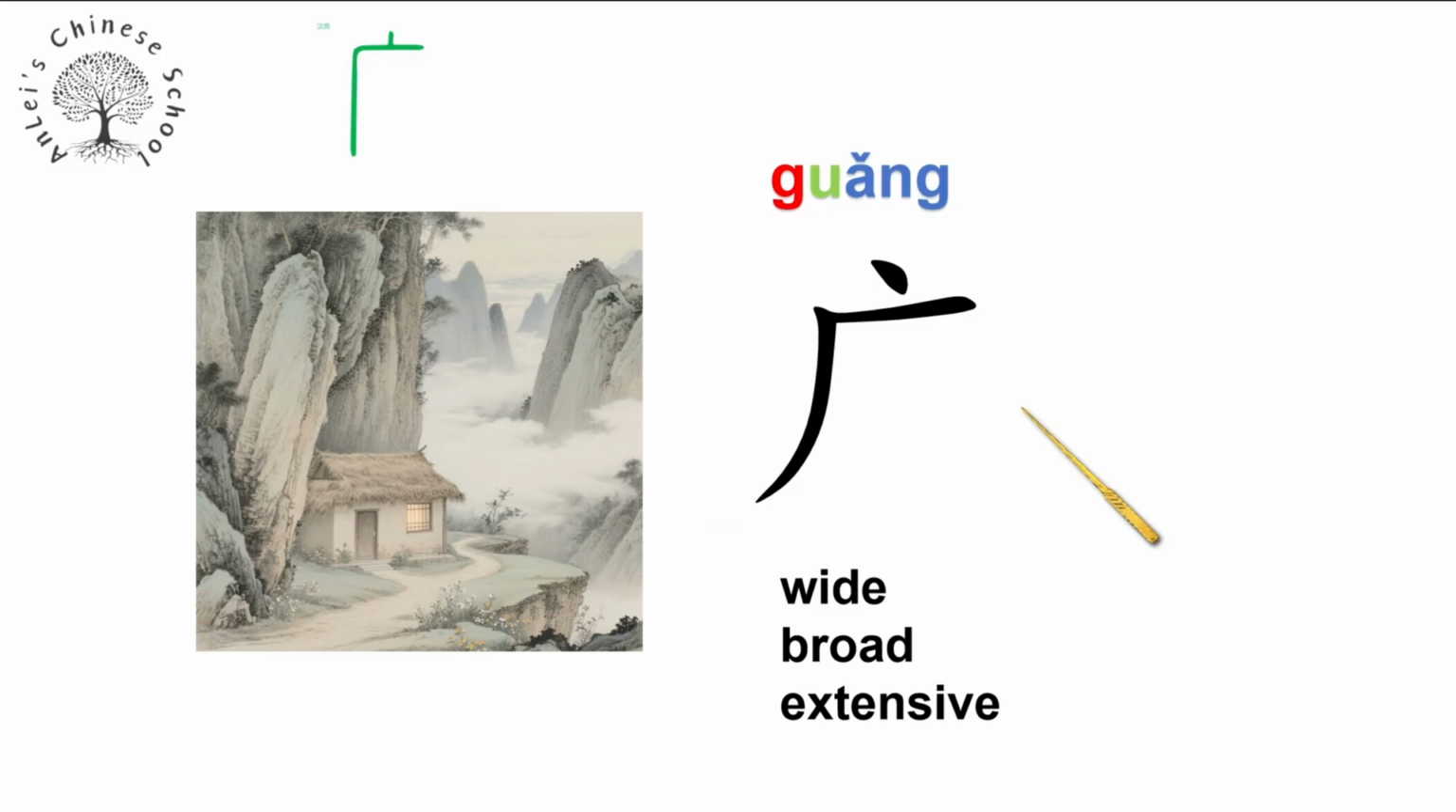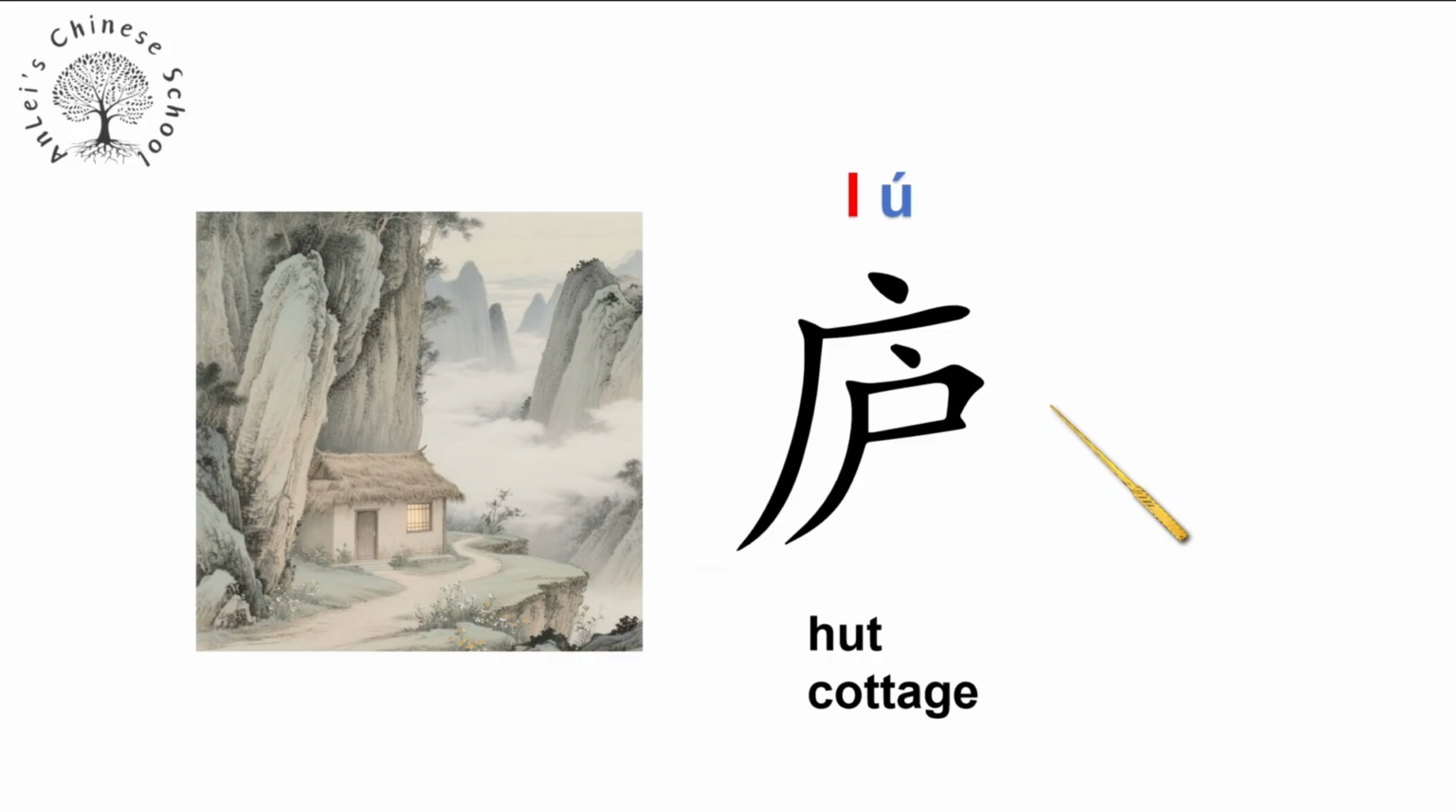Basic character is Guang, 广. Its early meaning is a house built under the cliff. Later, it extended to wide, broad, extensive. You put a character Hu under the character Guang, it's Lu, 庐. It means a hut, cottage. So this character is under the cliff. There's one door of a house.